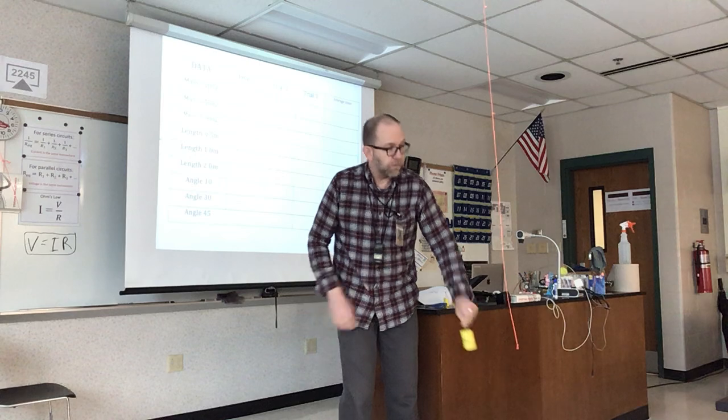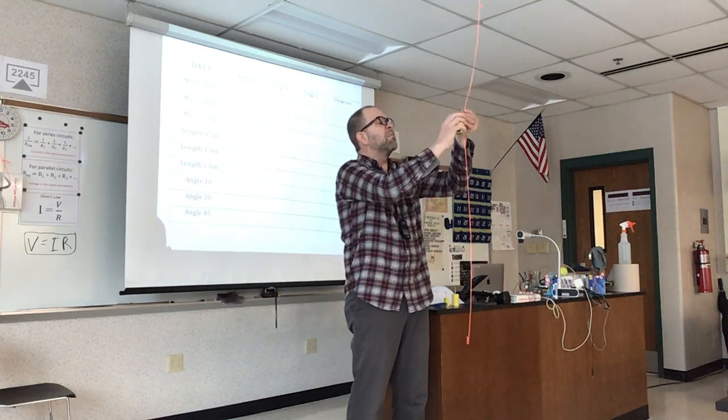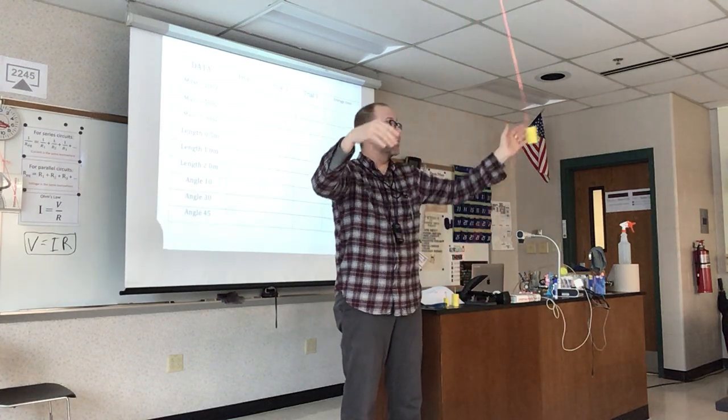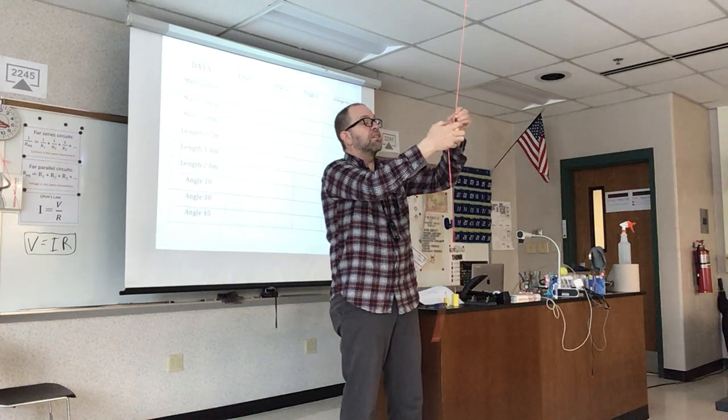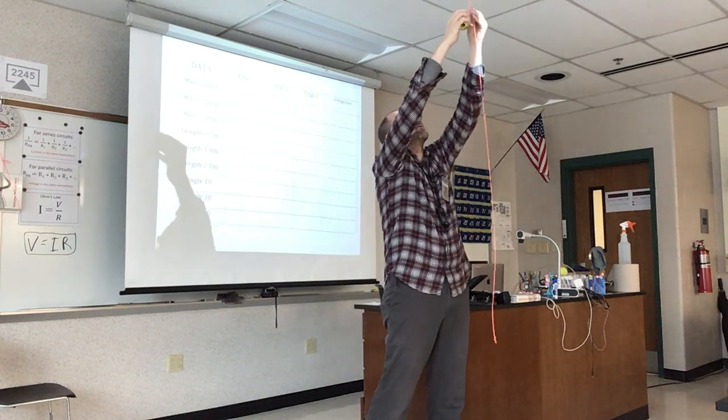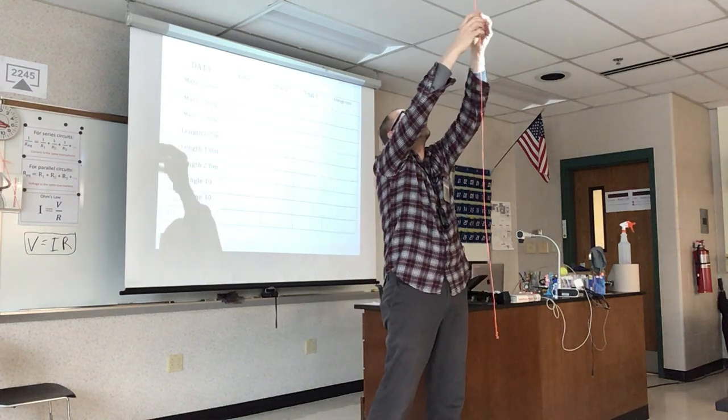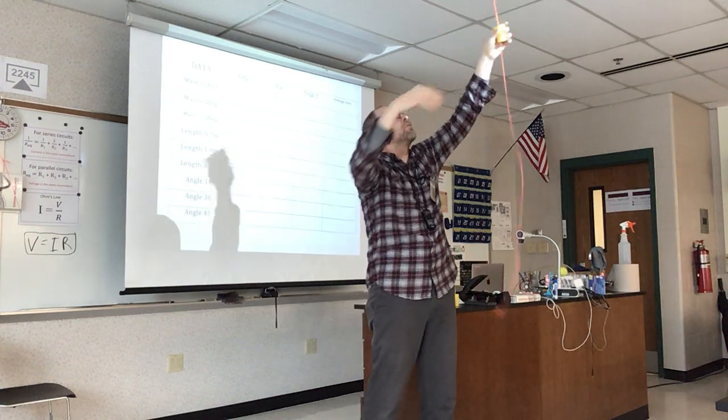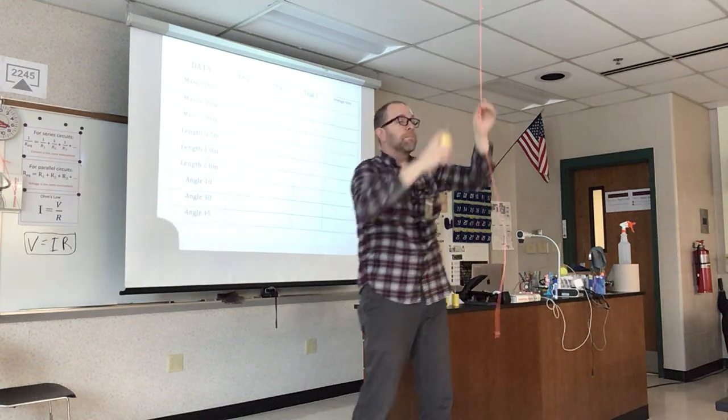I can also change the length. Instead of down here at 2 meters, I can make it maybe a half a meter, or that's 1 meter, sorry, and I could make it, I already have a knot up here for a half a meter, and I can let it swing back and forth, and I can time the period.